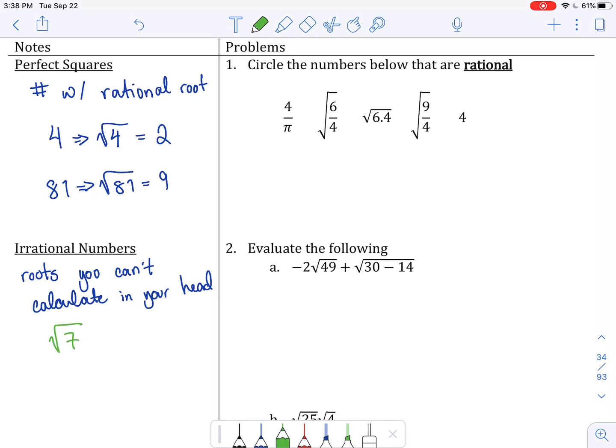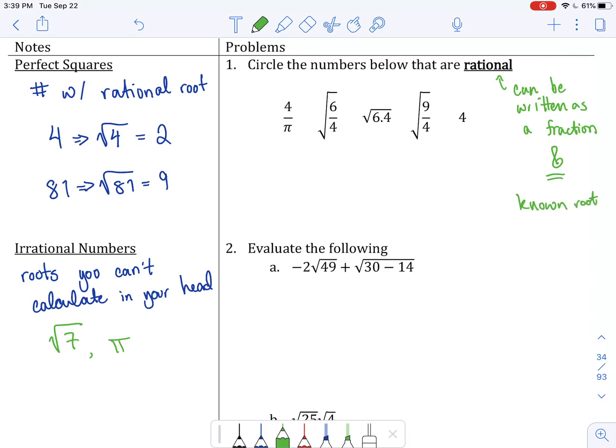So the square root of 7 was the example I gave. Another irrational number that's famous is pi. So between these roots and pi, these are the most common irrational numbers, though there are plenty of others. So the first one, number 1, circle the numbers below that are rational. So again, rational means that it can be written as a fraction and that you can do the root in your head.